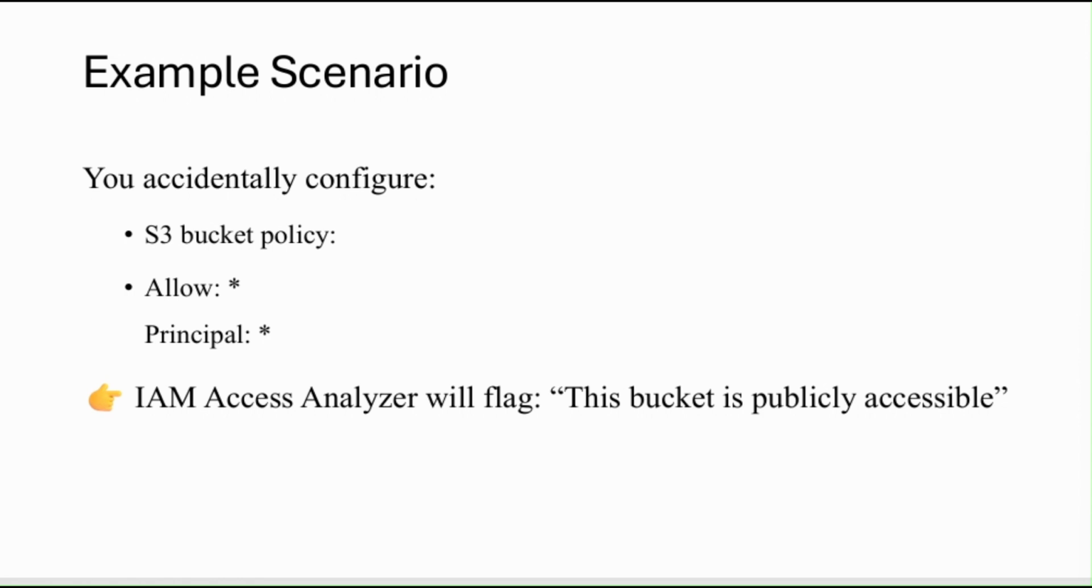Let me give you a real life example. You create an S3 bucket policy like this. Allow everyone, written as asterisk. Principal everyone, written as asterisk. This means allow everyone to do anything. IAM Access Analyzer will immediately flag this and say, warning, this bucket is publicly accessible. This is very dangerous. So, findings help you see exactly what is exposed to whom.